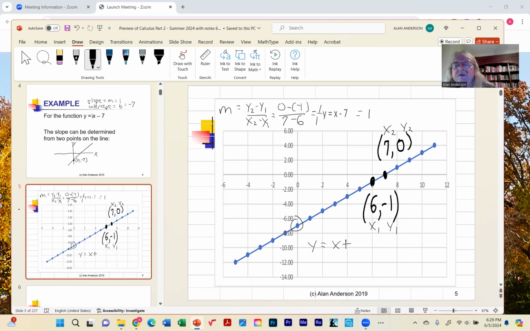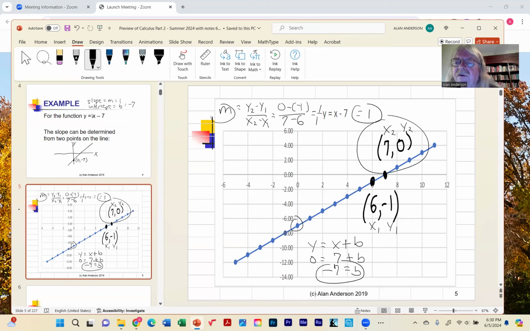Well, given that the slope is 1, what you can do is substitute either of these points into this equation. Let's pick the second one. And you'll see that 0 equals 7 plus b, which means minus 7 equals b. So we've done two things here. We solved for m equals 1, and we solved for the intercept, which is -7. And so if we only had the 2 points, we could figure out from that information that the actual equation of this line is in fact y = x minus 7.